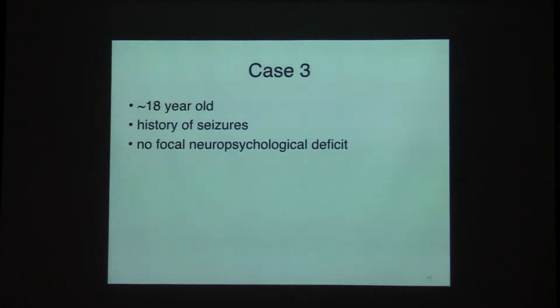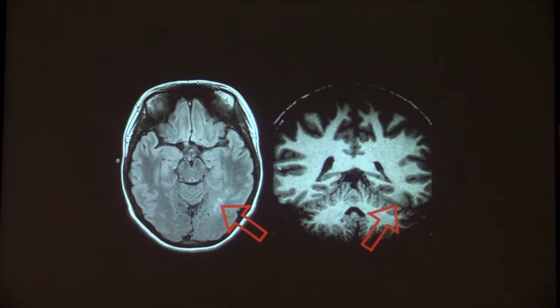No? Okay, good. So case 3 is an 18-year-old with a history of seizures, no focal neuropsychological deficit. On the FLAIR image on the left and the T1 coronals on the right, the red arrow shows there's an area of T2 hyperintensity, right? Somewhere in the temporal lobe. Anybody know where exactly in the temporal lobe that is?